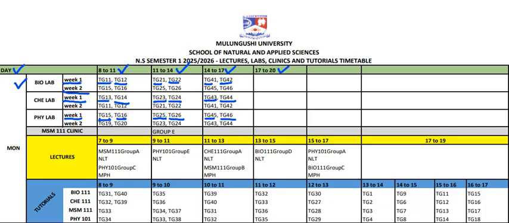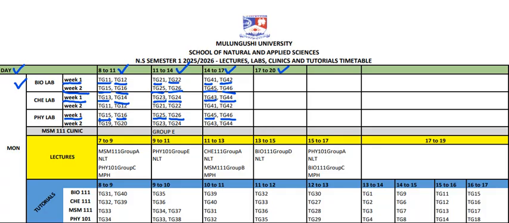The second week, on a Monday, there will be a biology laboratory, which is going to consist of TG15 and TG16. They will have it from 8 to 11, and then immediately they are done, another lab is going to commence from 11 to 14, involving TG25 and TG26. And from 14 to 17, TG45 and TG46. So you follow the weeks, whichever way you are going to put them.